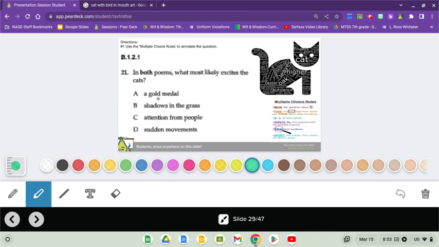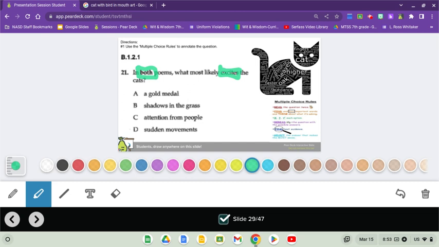Okay, all right. In both poems, what most likely excites the cats? There's that word both. All right, and the word excite seems important here too. What is this? It just tells you that you've worked on the slide. So, shh, hold on. A. A gold medal. B. Shadows in the grass. C. Attention from people. Or D. Sudden movements. Well, you don't get much attention.